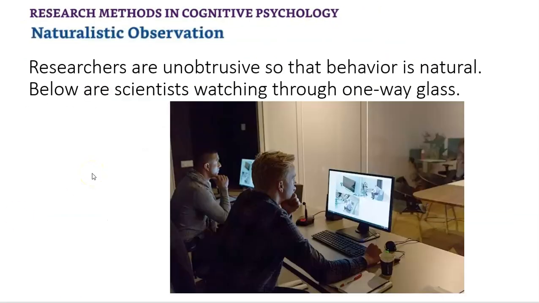Naturalistic observation. The researchers try to be unobtrusive so that behavior is natural, of course. For instance, these scientists are watching through one-way glass. Some toddlers. Now, the idea is that they're playing or they're having conversations, we want to stay out of their way and not bother them, not influence their behavior, of course.